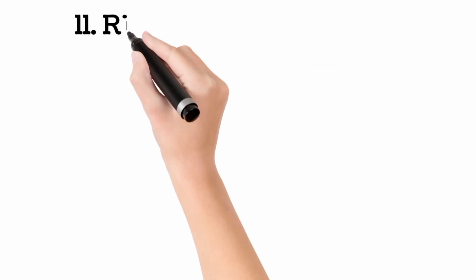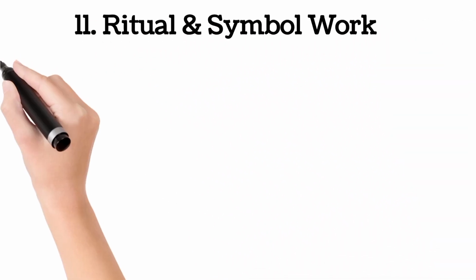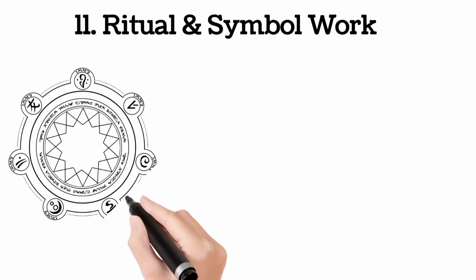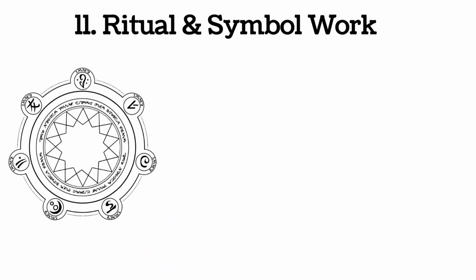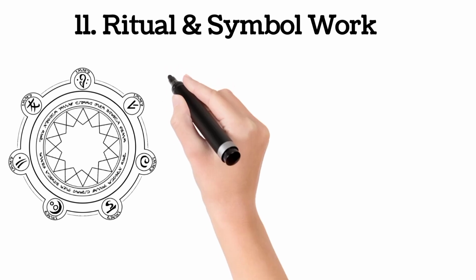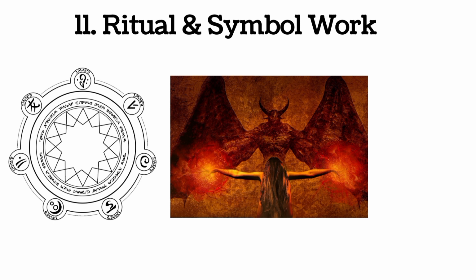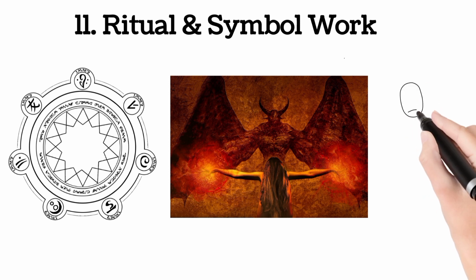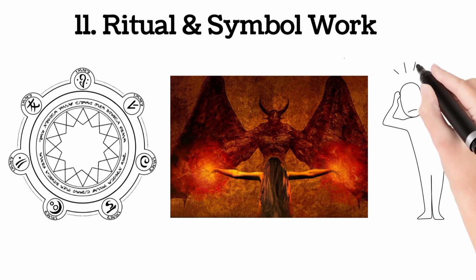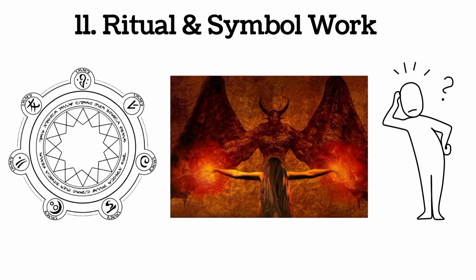Number 11. Ritual and symbol work. Engaging in ritual or using symbols can be a helpful way to explore and express the shadow self because they allow for a non-verbal expression of unconscious thoughts and feelings. Some people may be resistant to using symbols or engaging in ritual, and it can be challenging to fully express and explore the shadow self in this way. It can also be difficult to interpret the meaning of symbols and rituals.